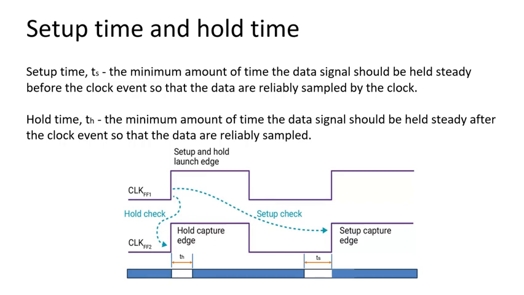Whereas the hold time is the minimum amount of time the data signal should be held steady after the clock event, so that the data are reliably sampled. Let's again look at the clock signal of flip-flop 2, at the first edge of the clock signal. After the edge happens, the signal at the input D still needs to be there stably for the duration of T_H, the hold time, so that the data transfer to the Q can happen stably without issues such as metastability or wrong signal being captured.